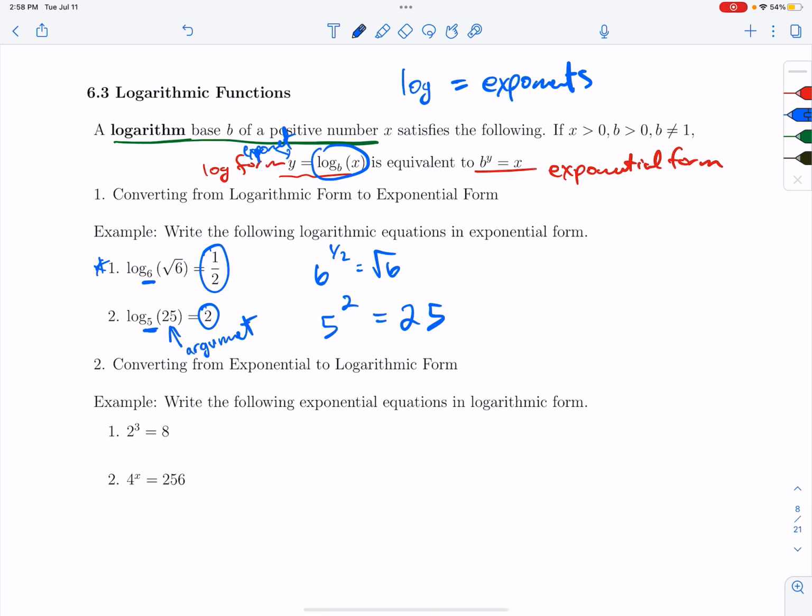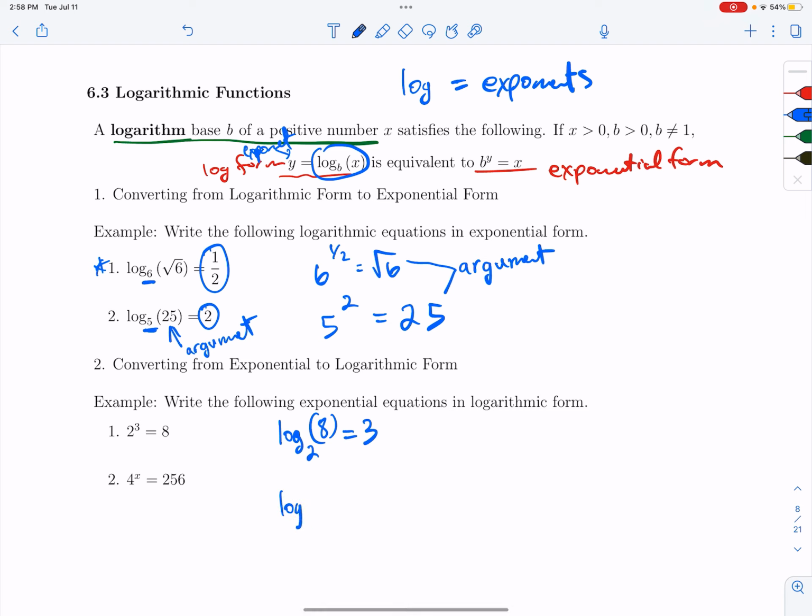So that is what gets by itself in the exponential equation. Okay, and then let's go the other direction. 2 cubed is equal to 8. So the base is 2. So log base 2. Logs always equal exponents. The exponent is 3, so it's going to equal 3, and then the argument is 8.